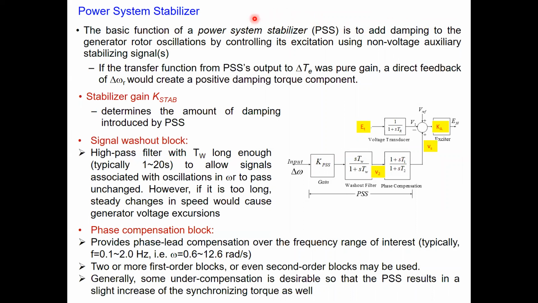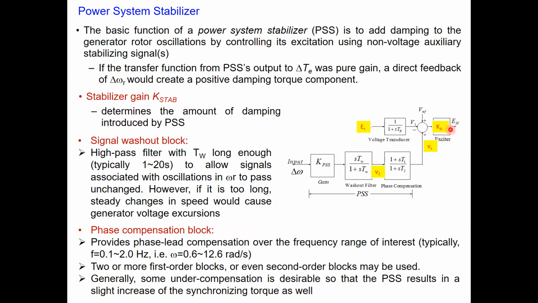So this controller, the power system stabilizer, will improve the damping by injecting an additional signal through the excitation system. It acts towards improving the damping of the rotor angle oscillations by providing an excitation signal to the exciter system. When you look at it here, this is your exciter.